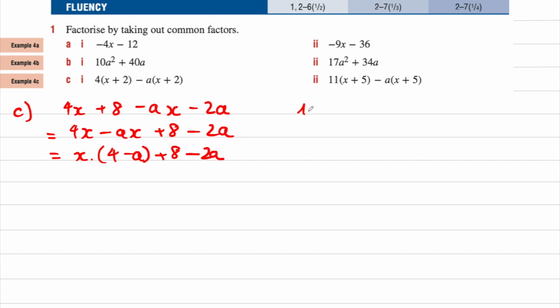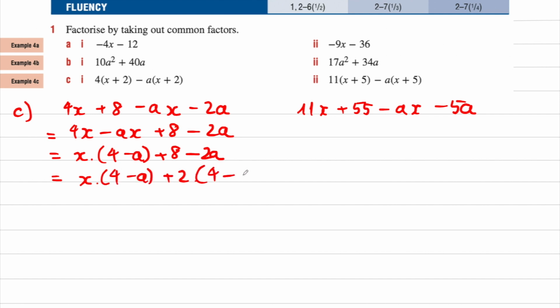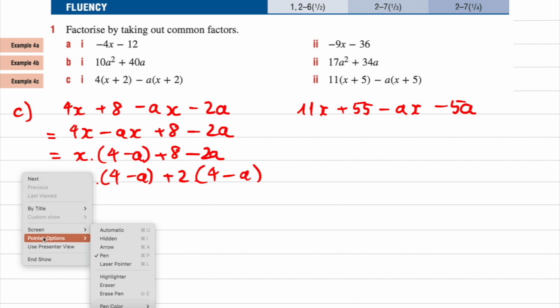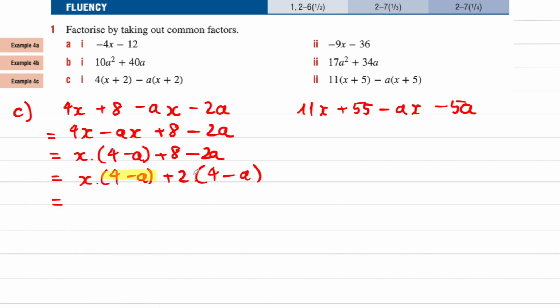And the next one, 11h plus 55 minus ah minus 5a. The next term you can take 5 outside, 11 minus a like this one. And then you can see the bracket 11 minus a is the common factor, the new common factor. So the new one will be h plus 5.